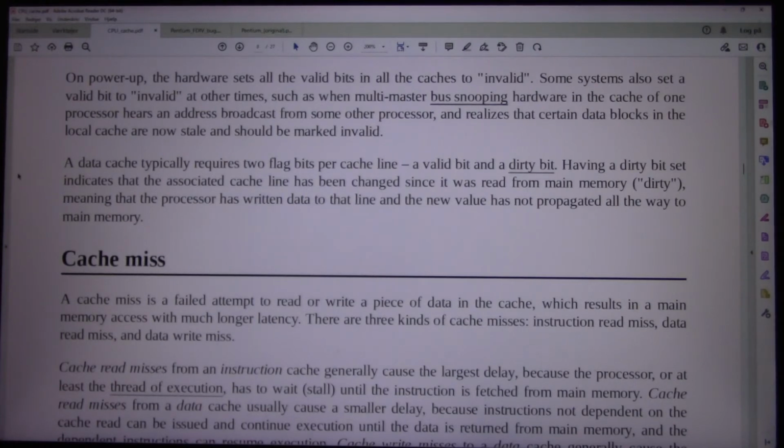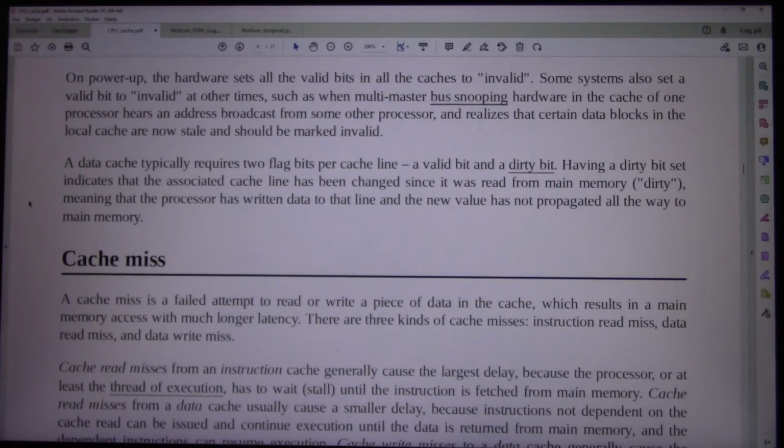Cache miss. A cache miss is a failed attempt to read or write a piece of data in the cache, which results in a main memory access with much longer latency. There are 3 kinds of cache misses: instruction read miss, data read miss, and data write miss.